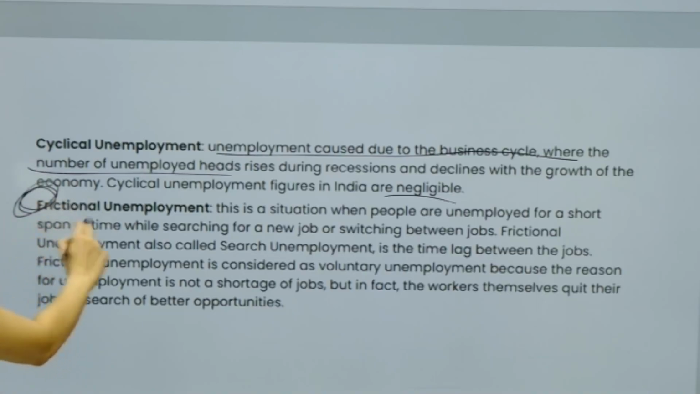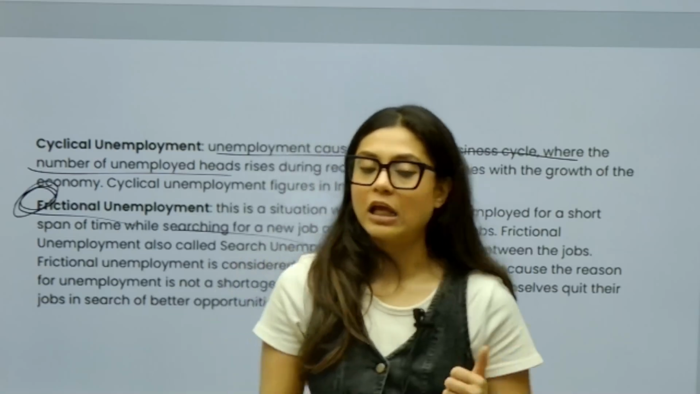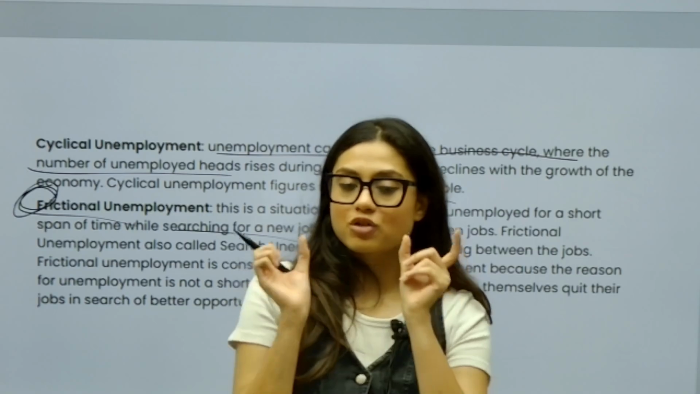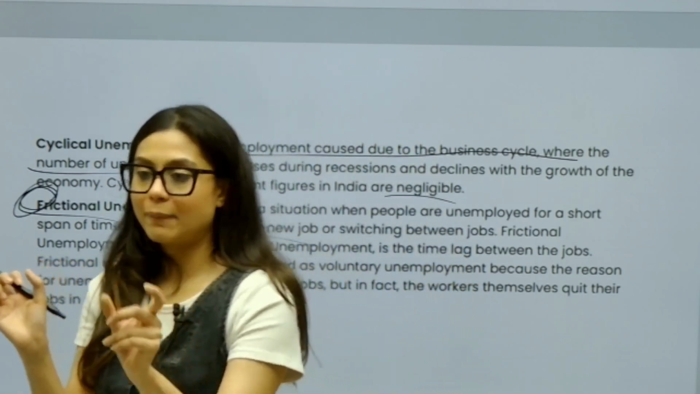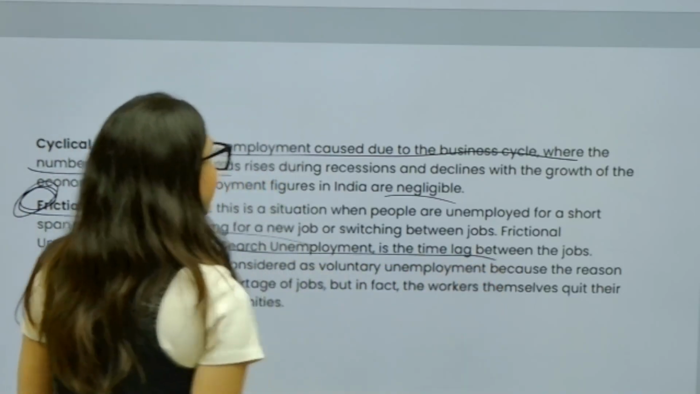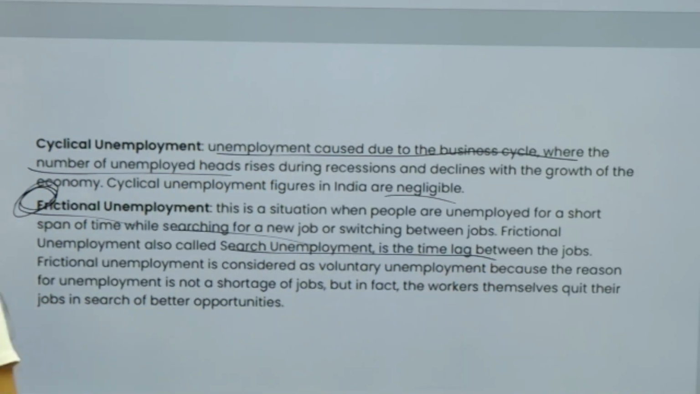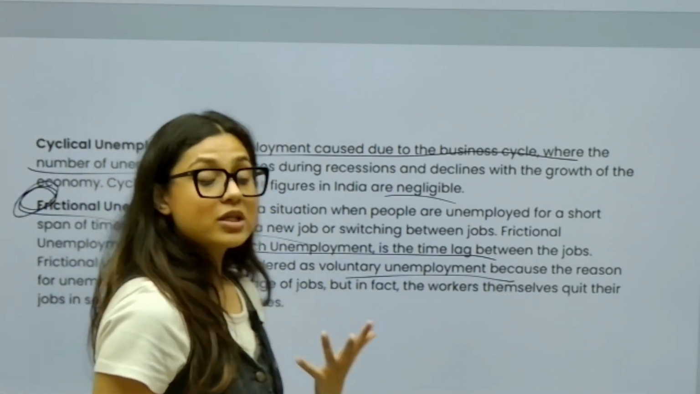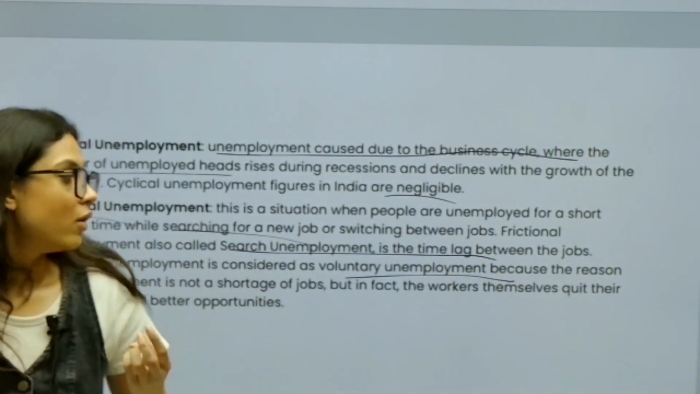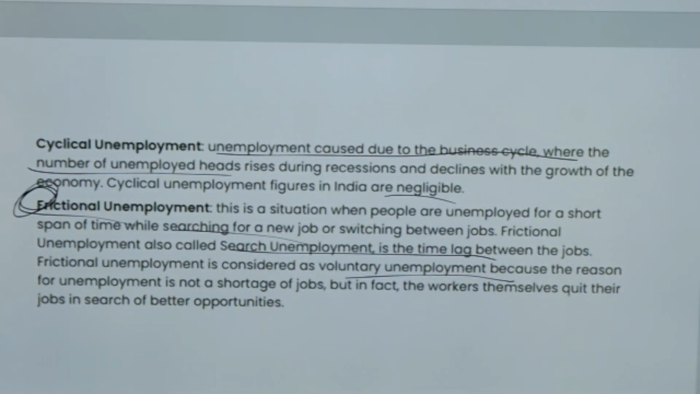Then mostly in India we find frictional unemployment. This is a situation where people are unemployed for a short span of time because I willingly resigned from a job because I did not find it interesting and I am searching for a new job. In that period I will be frictionally unemployed. It is also known as search unemployment. It is like the time lag between jobs and it is considered voluntary unemployment, because I voluntarily choose not to work. It is not because of a shortage of jobs, because workers quit themselves in search of better opportunities.